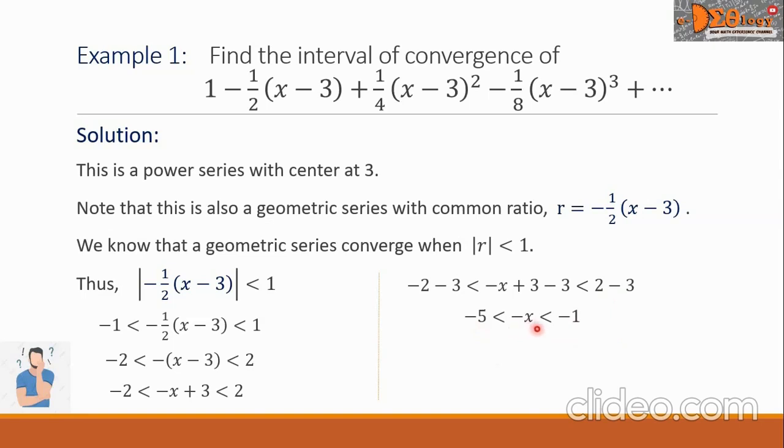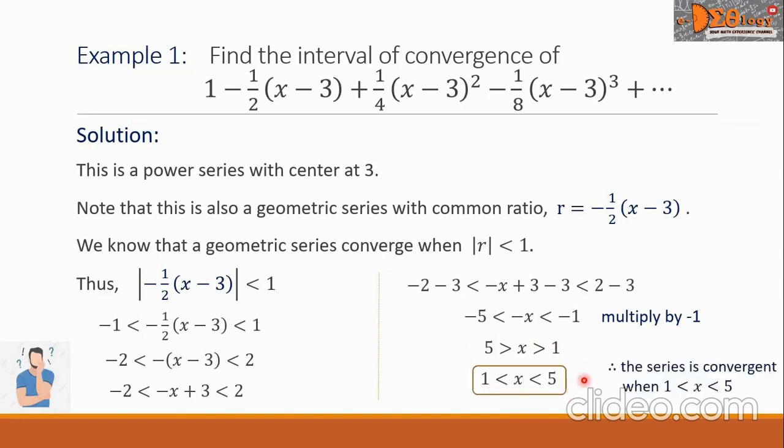We want this negative x to be positive. Let us multiply by negative 1. We know the rule of inequality that when we multiply by a negative value, the direction of inequality changes. So we have now 5 is more than x and is more than 1. We can rewrite this double inequality like this. So x is between 1 and 5. This is our answer. It means this series is convergent when x is between 1 and 5.